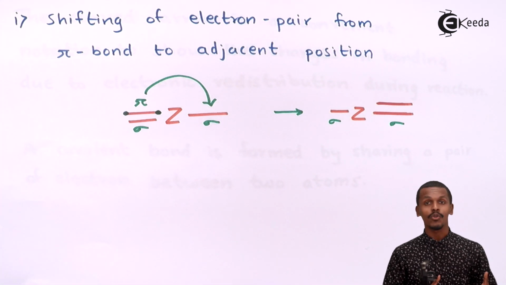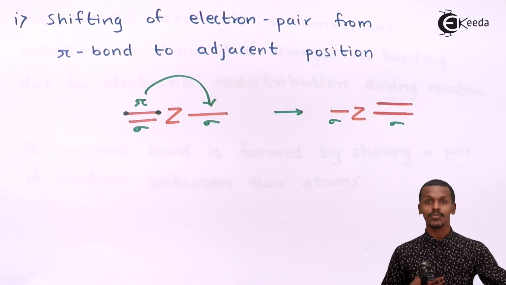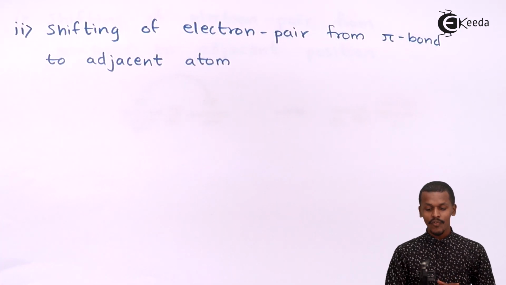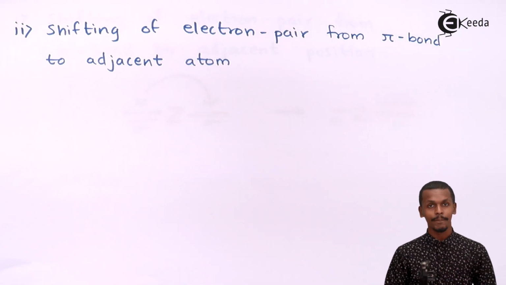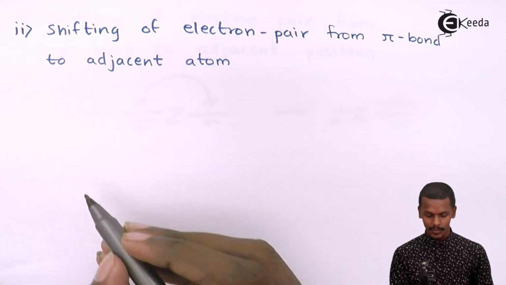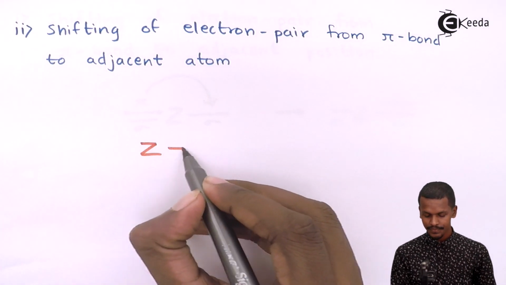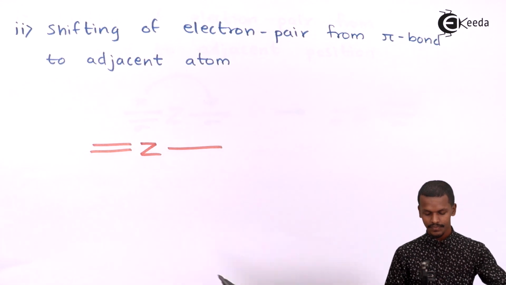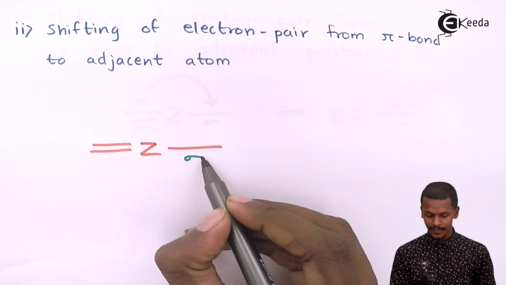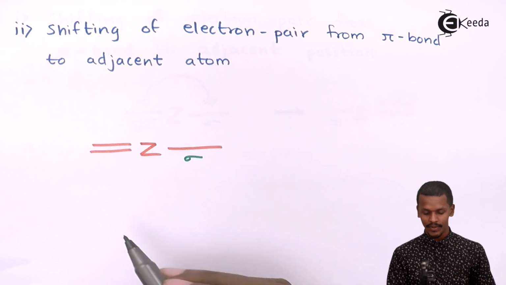And now let us talk about another possibility, that is, shifting of an electron pair from a pi bond to an adjacent atom. So let me give an idea about that also. Suppose again the same thing that I have represented over here, like this one. So here are the covalent bonds that you could see: this one is a pi bond, and the sigma bond we could see over here.